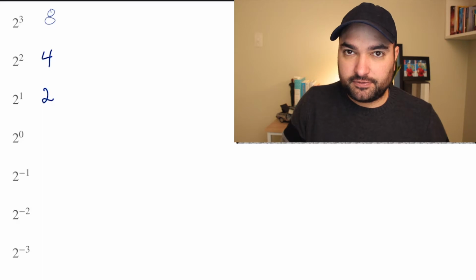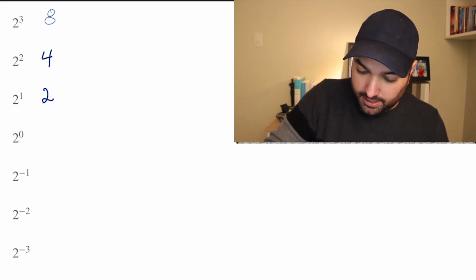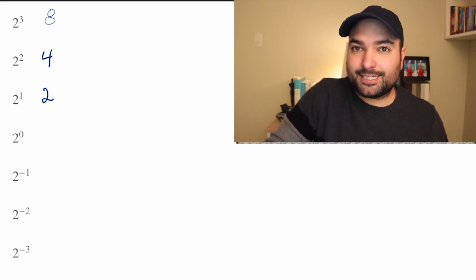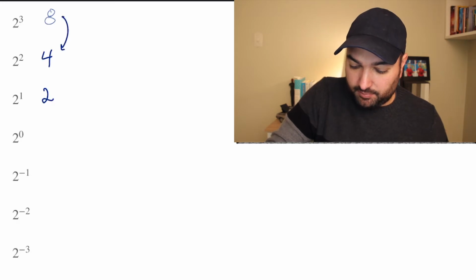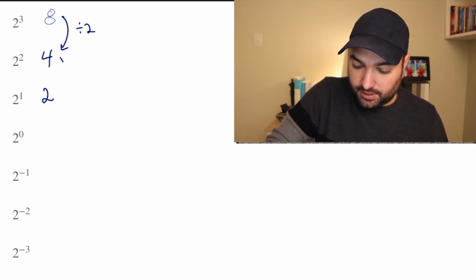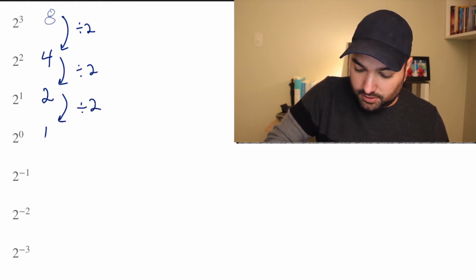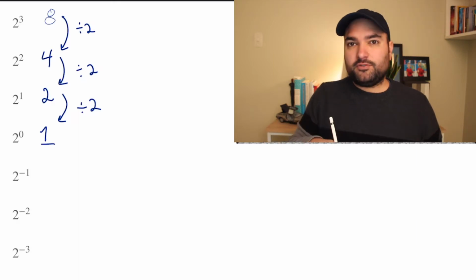How can we do this differently? Well, have a look as we go down. What's happening here is every time we go down an exponent for 2, we're dividing by 2. And then we're going to divide by 2 again, and then again. So 2 divided by 2 is 1. Now what do I do from here?